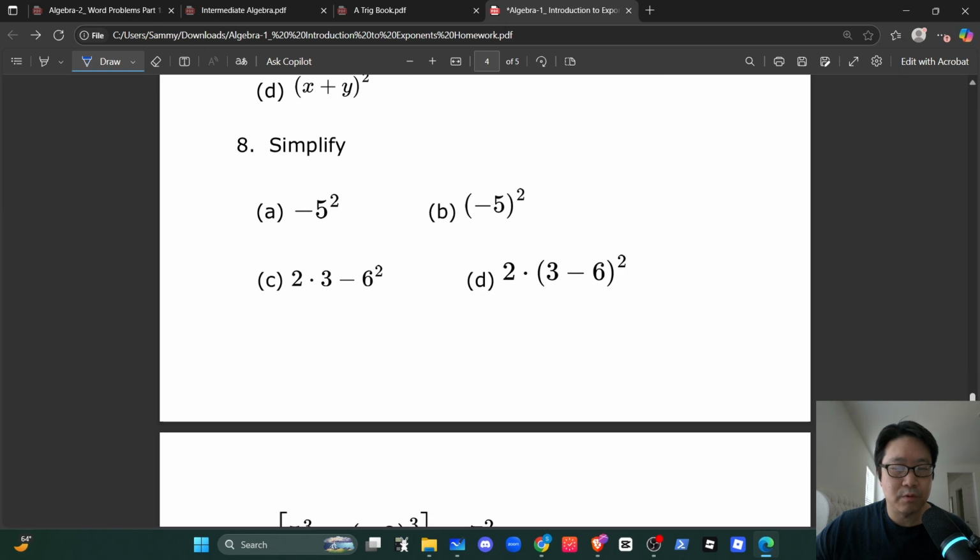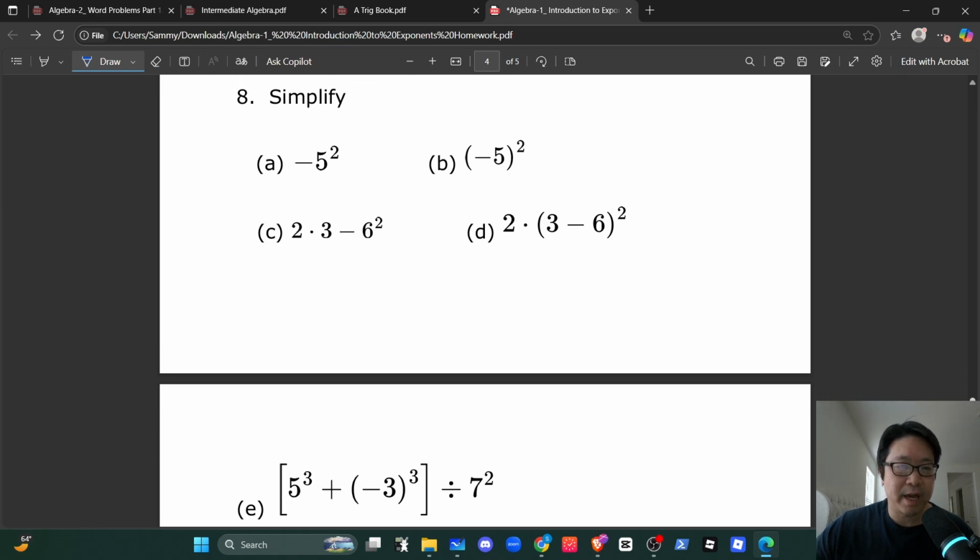All right, let's move on to the next one. Here we have number 8, and all we have to do is simplify. So this is -5 squared. However, the square, the exponent of 2, only applies to the 5. So your answer is going to be -25.